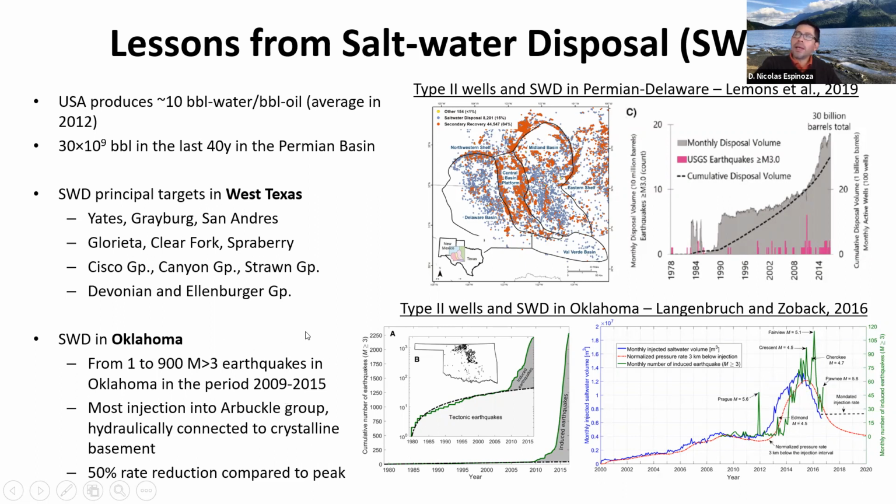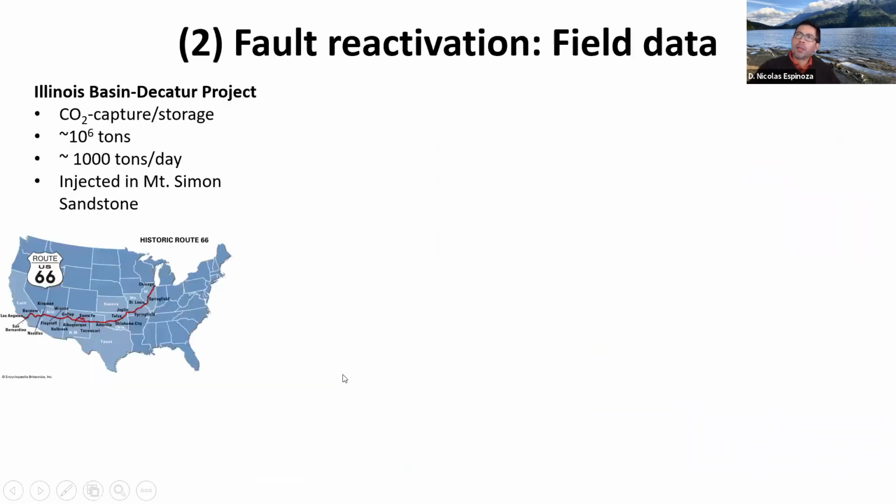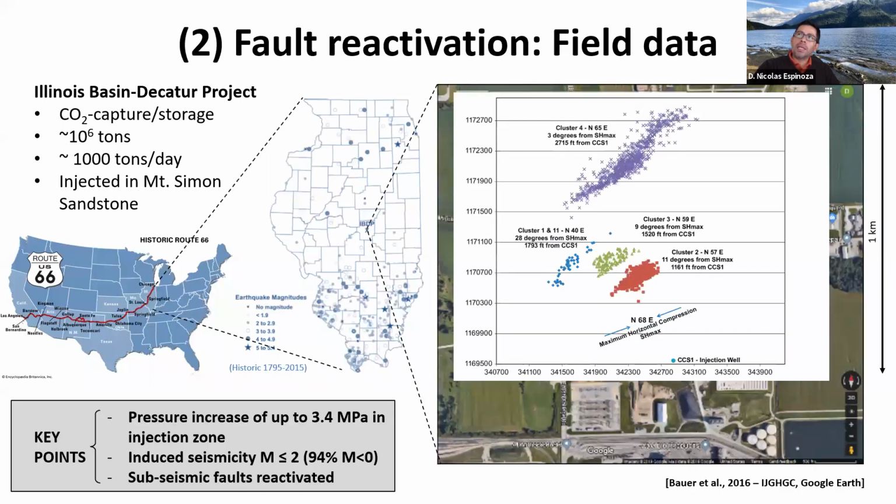And this has also been measured, for example, for CO2. This is a case in Illinois where in a CO2 injection project, there was also microseismic monitoring. And with that microseismic monitoring, it was possible to see that some of these faults, some of them that were not visible in the seismic maps, the seismic volumes, appeared with the CO2 injection.